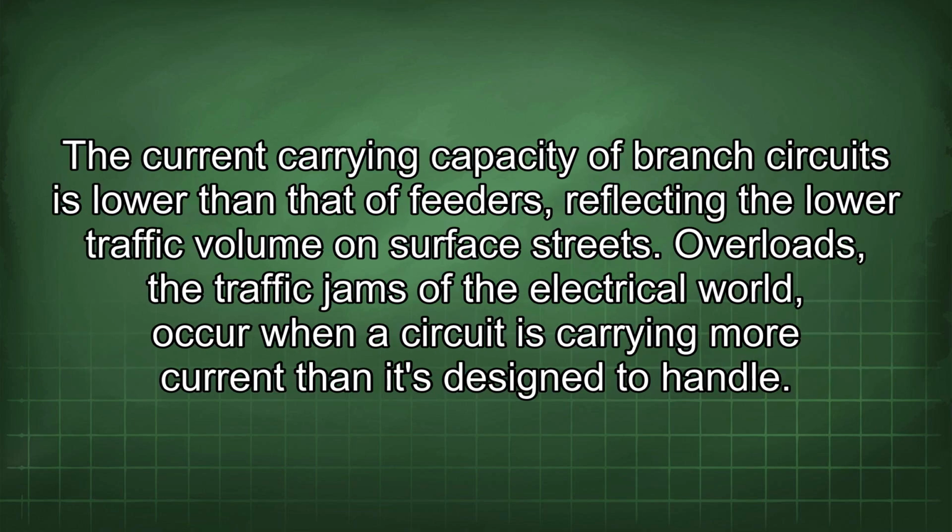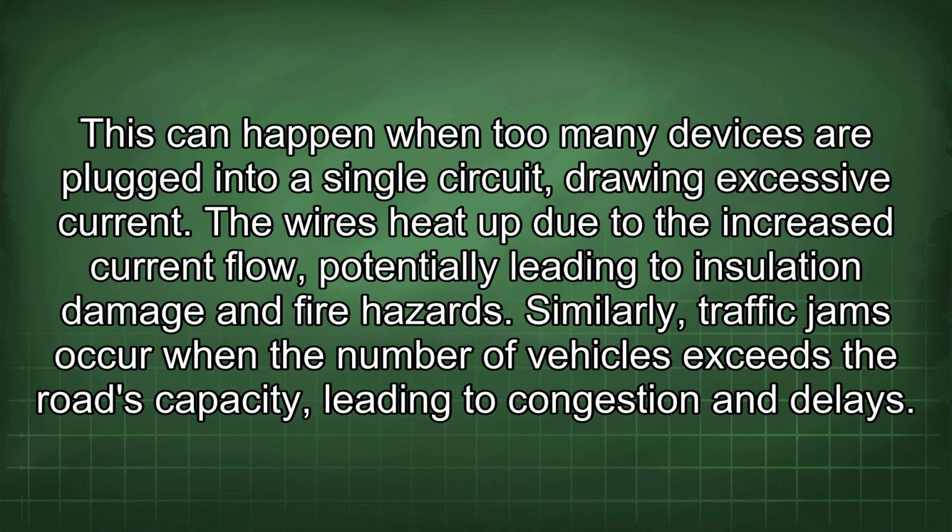The current carrying capacity of branch circuits is lower than that of feeders, reflecting the lower traffic volume on surface streets. Overloads, the traffic jams of the electrical world, occur when a circuit is carrying more current than it's designed to handle. This can happen when too many devices are plugged into a single circuit, drawing excessive current. The wires heat up due to the increased current flow, potentially leading to insulation damage and fire hazards. Similarly, traffic jams occur when the number of vehicles exceeds the road's capacity, leading to congestion and delays.